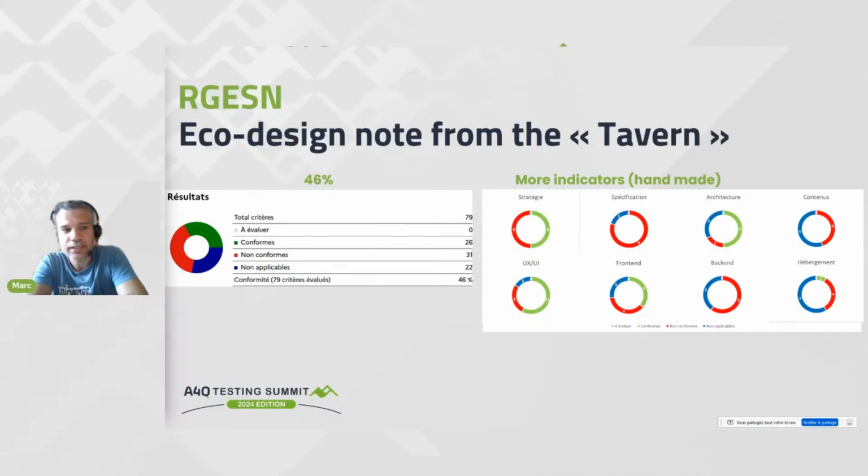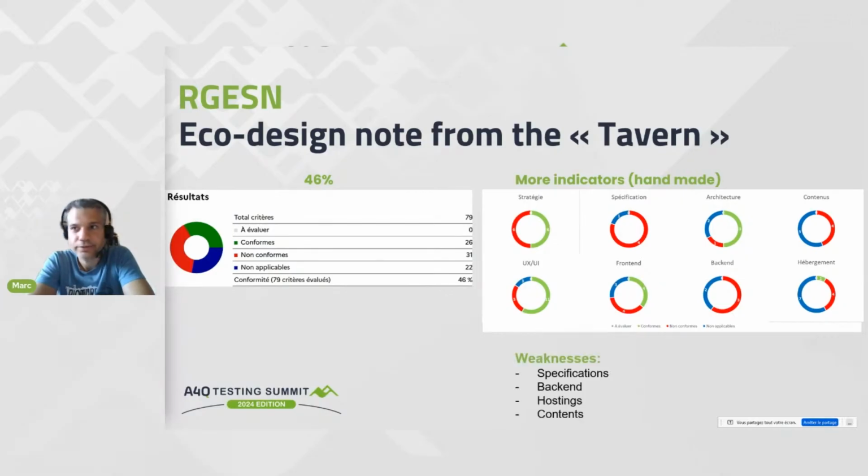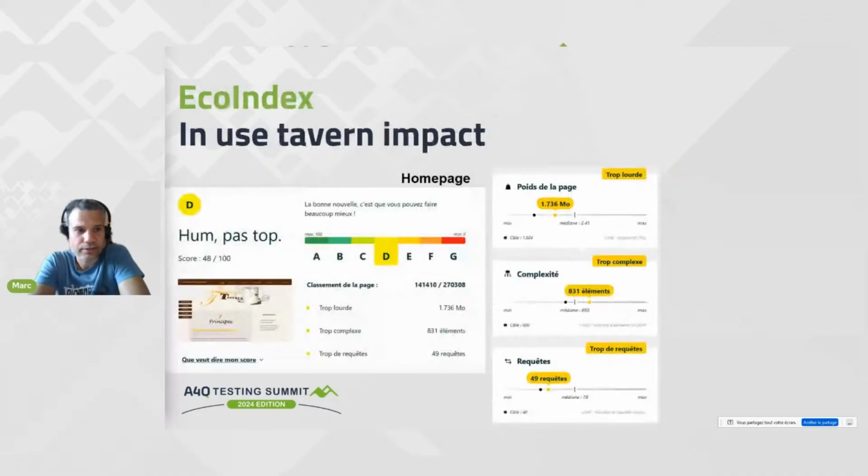And what we can see is that the blog is bad at specifications, backend, hosting, and contents. So maybe I will have to do something on that. About the EcoIndex, in the example I provide only the home page, so you can see what the design was at that time.